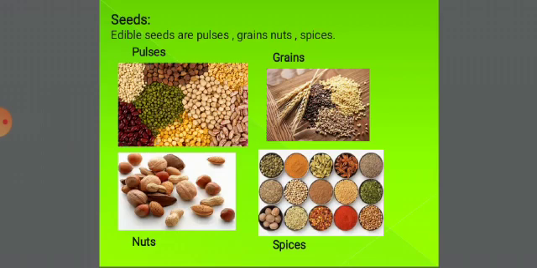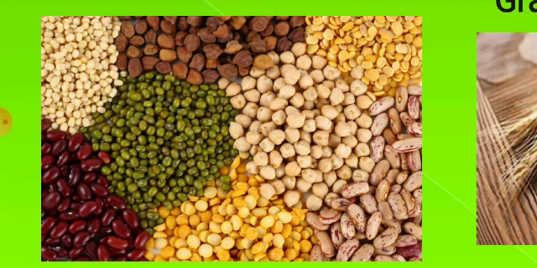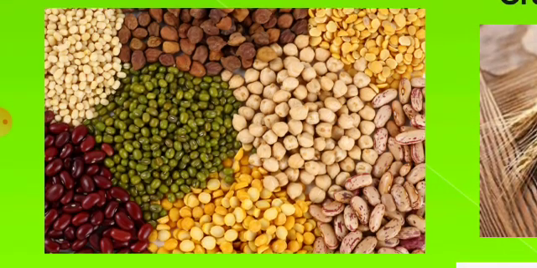Pulses are, look at the picture. The first one is black gram. The skin of the black gram can be removed and so it is white in color. The next one is brown chickpeas. The next one is red gram. The next one is kidney bean. Then white chickpeas, green gram, then Bengal gram. These are all used as pulses.